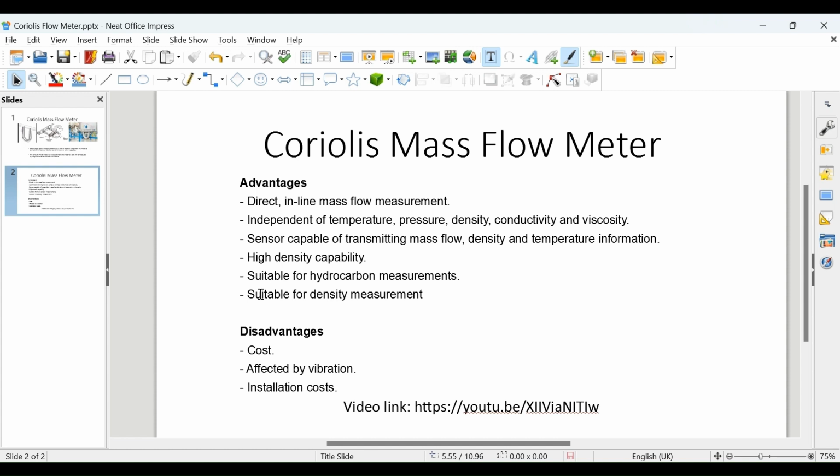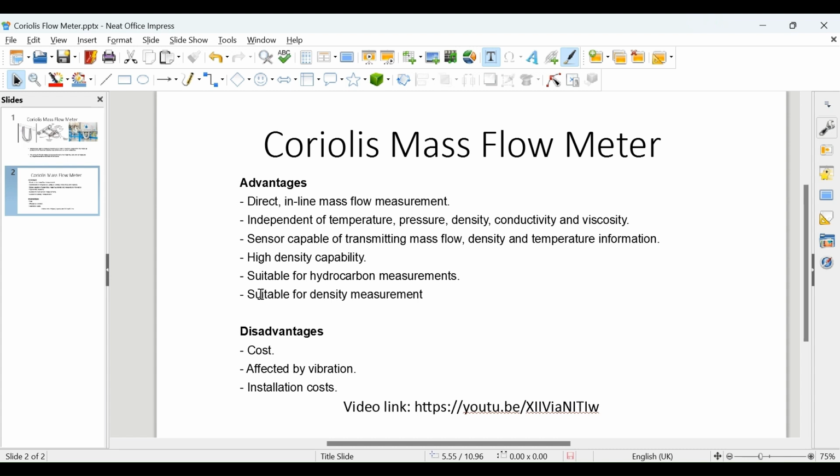In regards to disadvantages, well, it's quite expensive, I have to accept. It's affected by vibration. What that means? Well, the Coriolis effect itself is based on vibration, because don't forget the drive coil receives a signal and it starts to vibrate those two sensing lines. So if there is some natural vibration, or vibration from a pump which runs next to the meter, the readings of the meter may be affected by those vibrations.